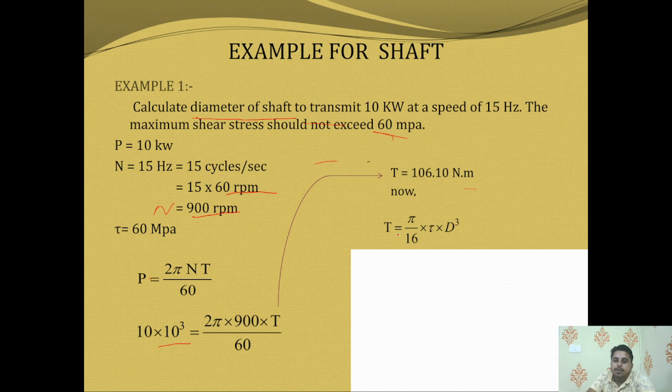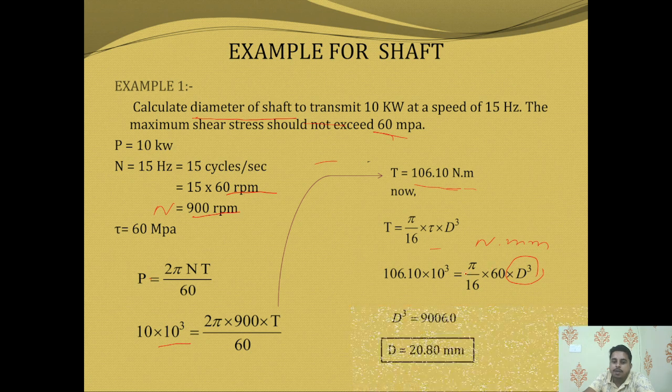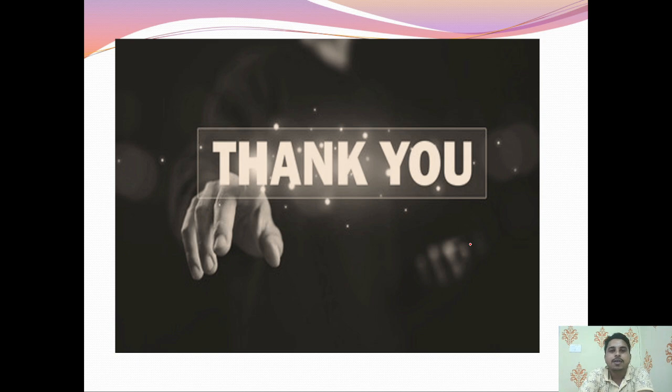Newton meter. So, if we recall the equation for torsion, for a solid circular shaft T is equal to pi by 16 into tau into d to the power 3. Now equating 106.10 into 10 to the power 3, because we are now dealing with Newton millimeter, is equal to pi by 16 into 60 into d to the power 3, and our main objective is to find the diameter. From here, d cubed is 9006.0, so the diameter of the solid circular shaft is 20.80 millimeter. So this is the end of the session on torsion.